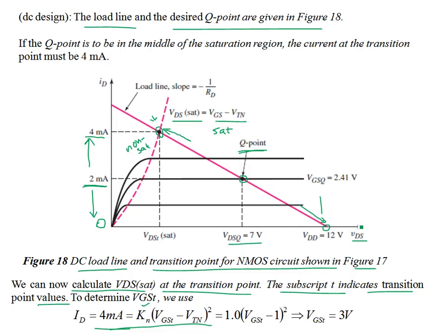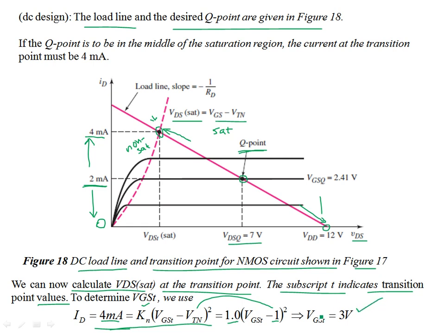Okay, so let's plug those values over here. We have 1 as the conduction parameter, and 1 is the threshold voltage of the transistor, the minimum voltage to turn on the transistor. Where the transition occurs, ID is 4 milliamps. So from there you solve the quadratic and you select VGST as 3 volts.